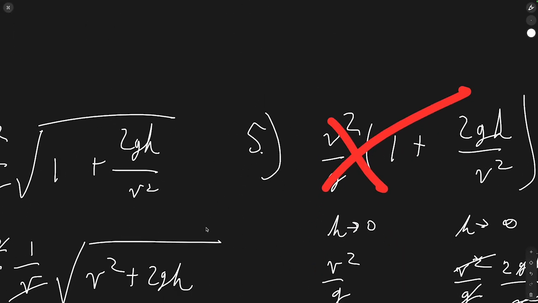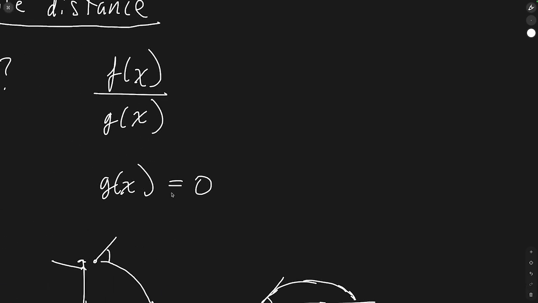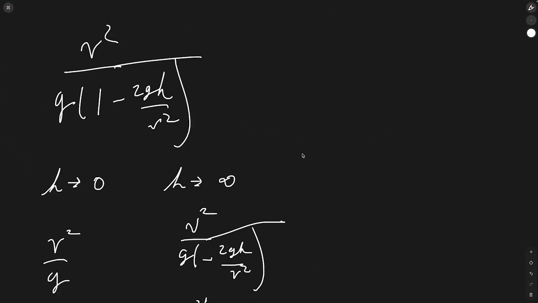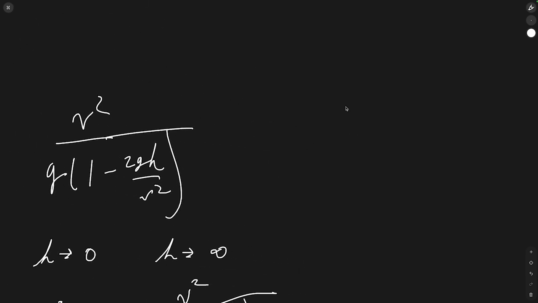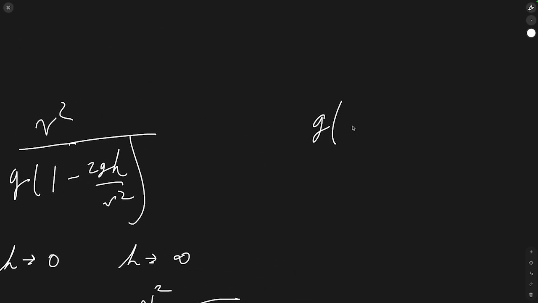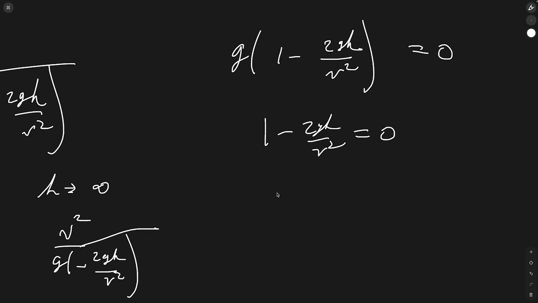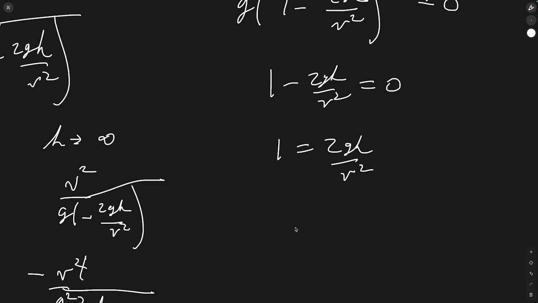Now, let's think about this. What would happen when we set the denominator equal to 0? This should go to infinity, right? So when the denominator equals 0, we have 1 minus twice gh over v squared equals 0. Then 1 equals twice gh over v squared. It looks like v squared equals twice gh.